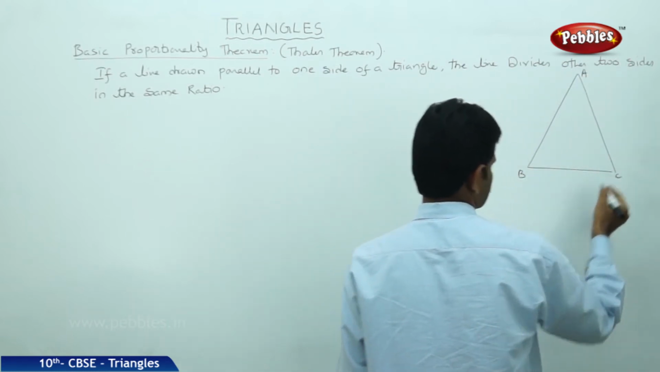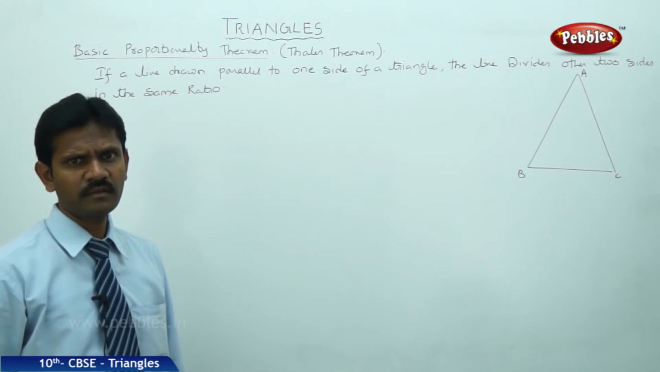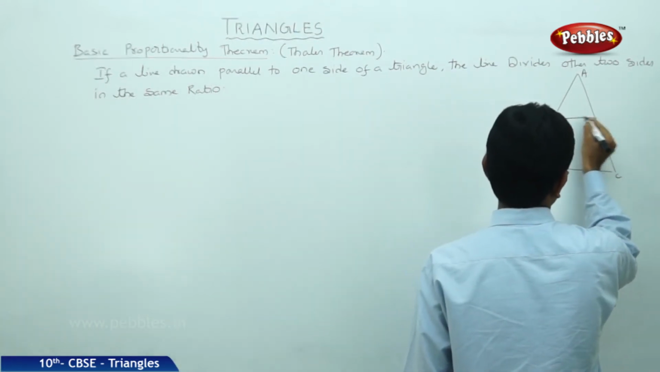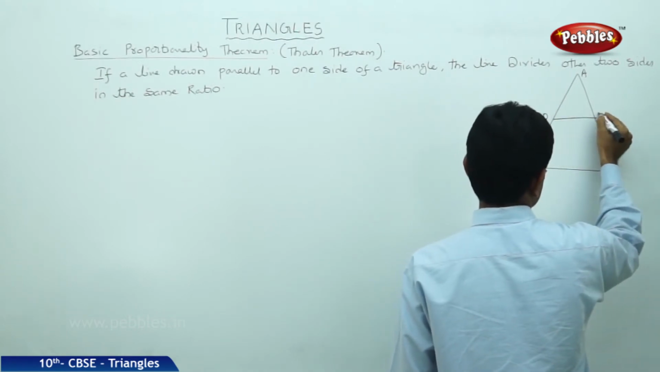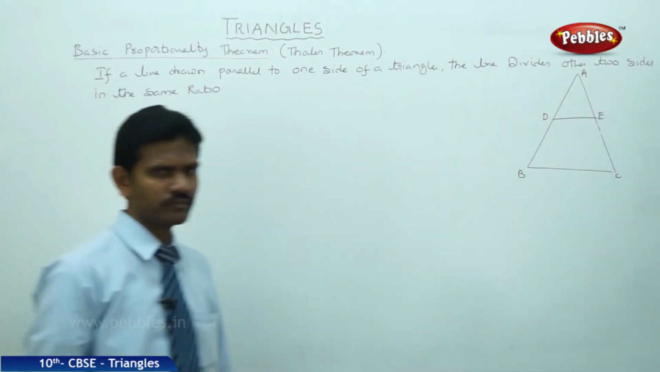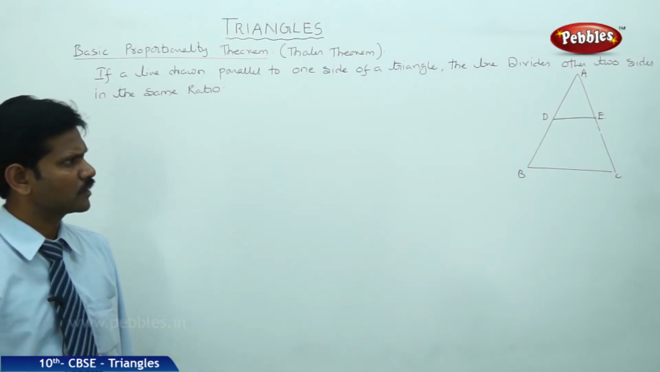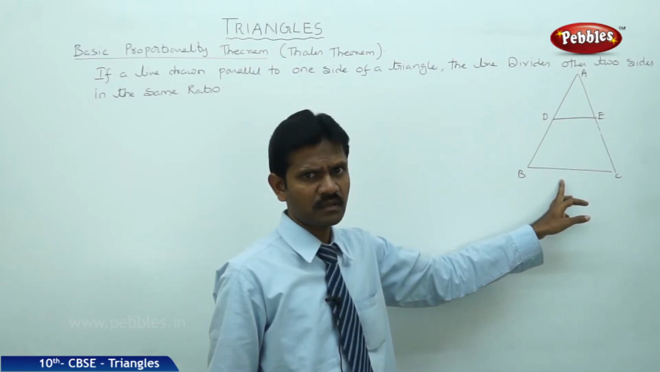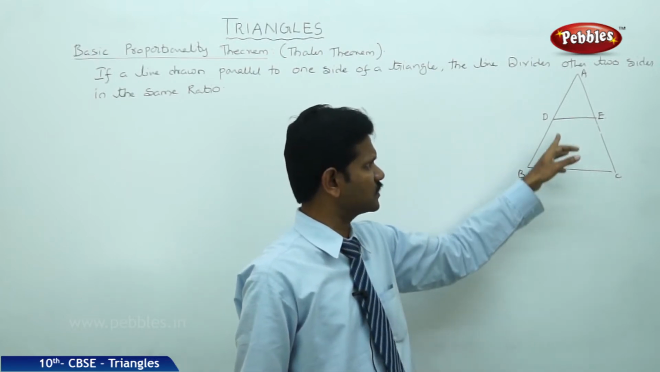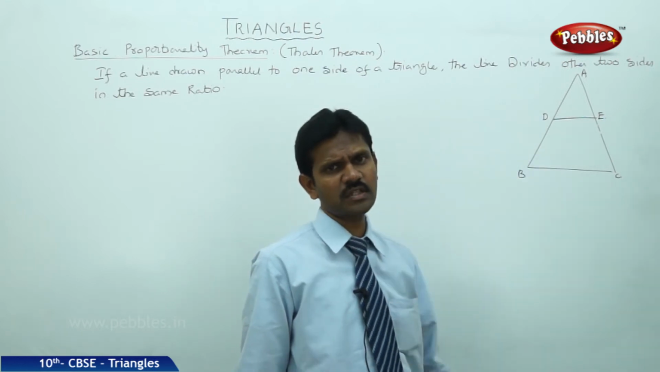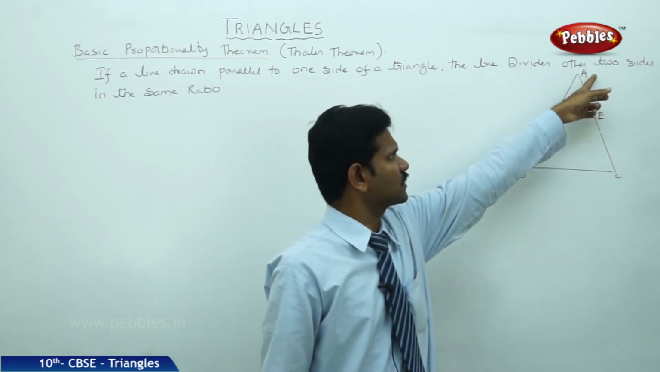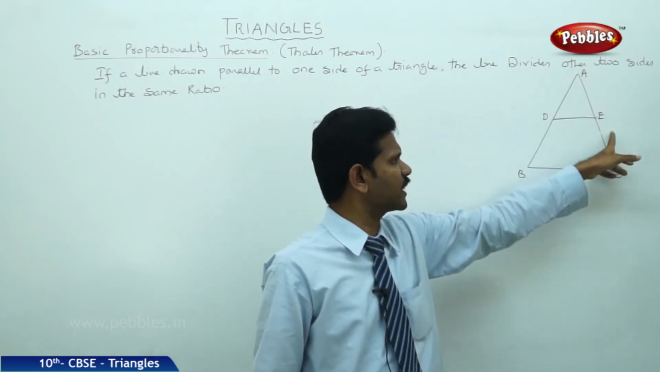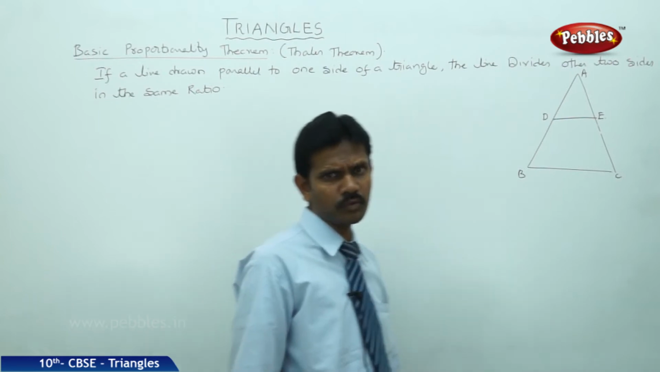ABC is a triangle, and draw a line parallel to BC. The name is DE. Now, DE is parallel to BC and you have to show that this DE divides the other two sides in the same ratio. That is, AD by DB is equal to AE by EC. That is, you have to prove.